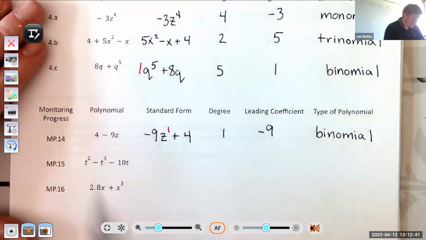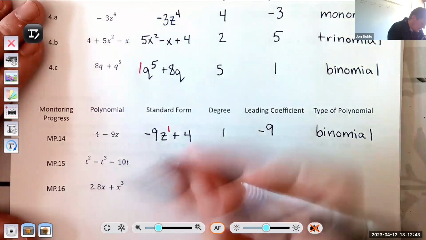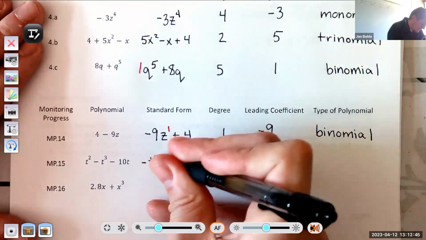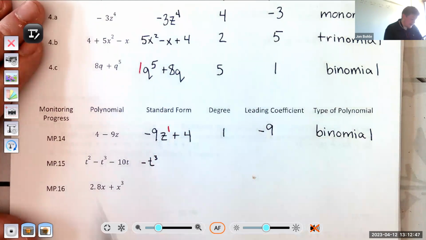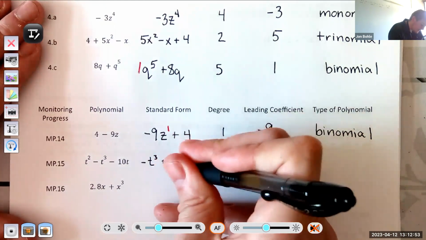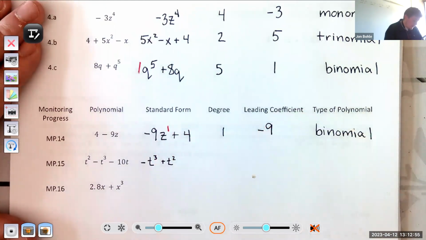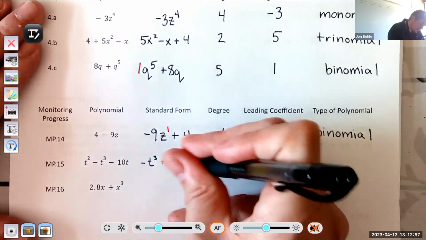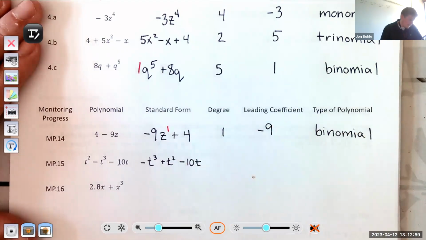Okay, 15, highest degree first, which is negative t cubed. Okay, so negative t cubed. Then second highest degree would be t to the second, and that's a positive t to the second because there's no minus sign out here. So this is going to be plus t to the second, and then minus 10t. So that's what it's going to look like in standard form.